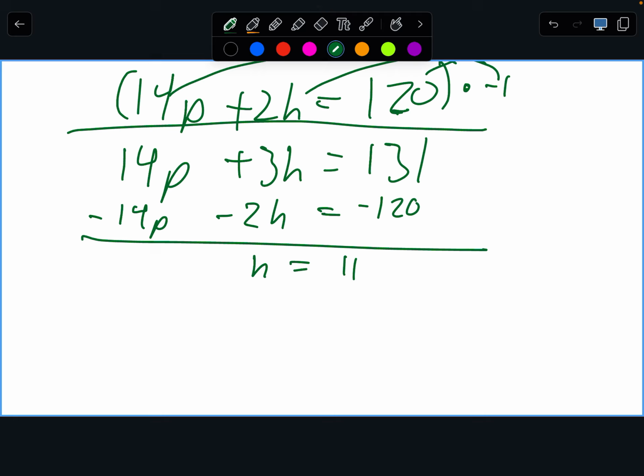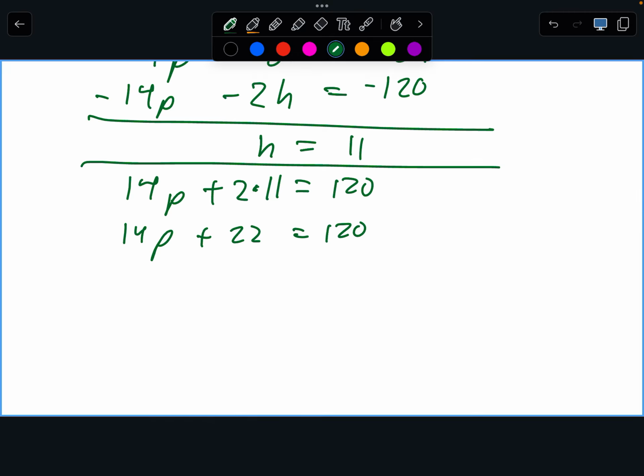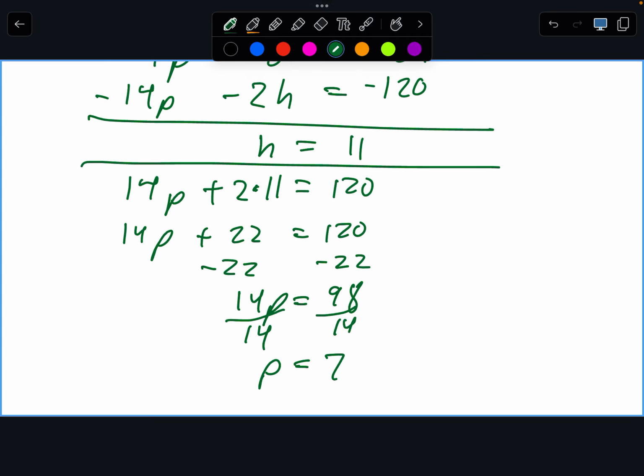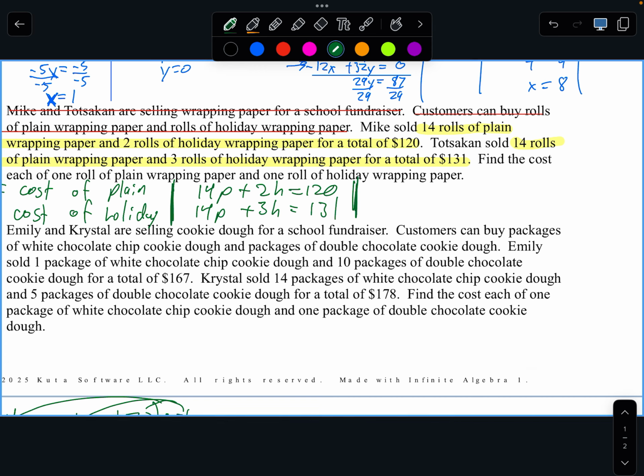Boom, done, easy. Of course, we're not done. We need to plug into one of the equations. We can plug it into any one of these 3 equations. I'm going to choose that first one. 14p plus 2 times 11 equals 120. So 14p plus 22 equals 120. Minus 22, minus 22. 14p equals 98, divided by 14. P equals 7. So the cost of a holiday wrapping paper is $11. The cost of plain wrapping paper is $7.